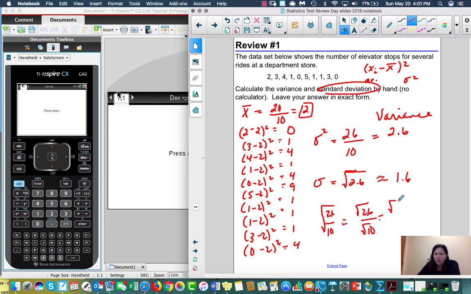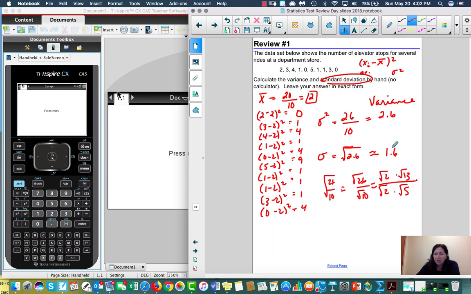And let's see, that's 2 times 13 over the square root of 2 times 5. And so these 2's will cancel. I get the square root of 13 over the square root of 5, which of course we're not going to leave like that. We're going to multiply by root 5 over root 5. So I have 13 times 5, which is 65. So let me fix this.